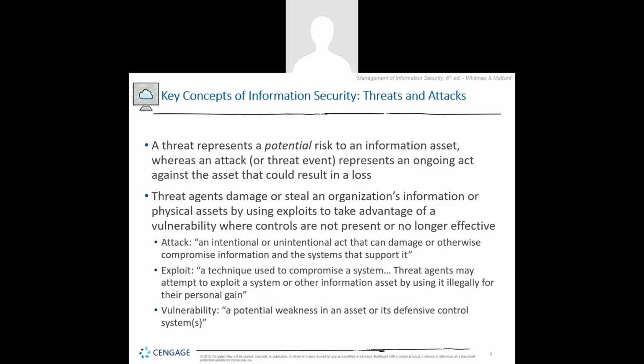Now, threats are potential risks to assets, where attacks are actions aimed at exploiting vulnerabilities. The key terms to keep in mind here are: a threat agent, which is an entity that is causing harm, such as hackers; an exploit, which is a method used to breach security; and a vulnerability, which is a weakness in the security controls.